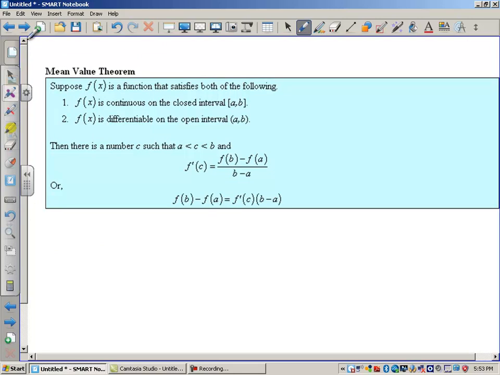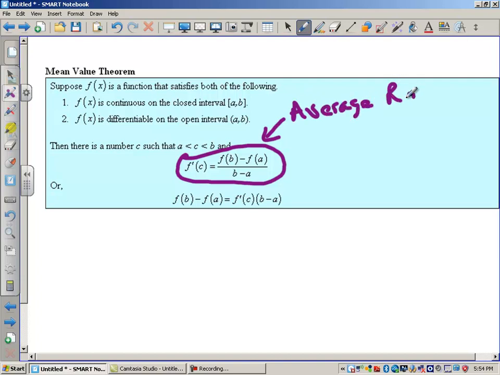Here we've got a continuous function and a differentiable function, but now we're going to say that there's a number c such that this equation here is true. That's one form of it. I want to remind you that on the right hand side, this is called the average rate of change formula. That's also the slope of the secant line. So the average rate of change has to be equal to the derivative somewhere.